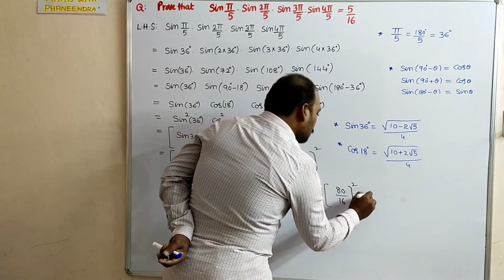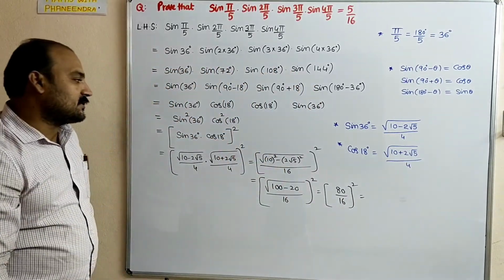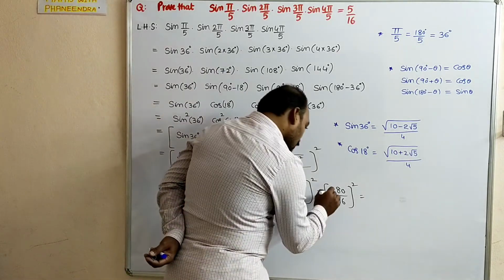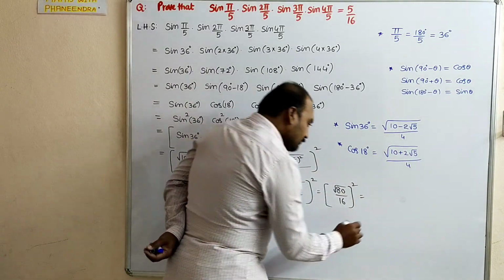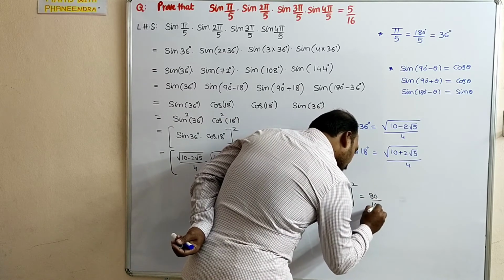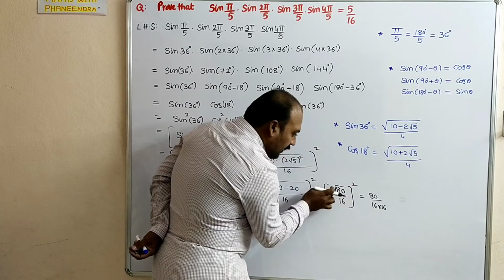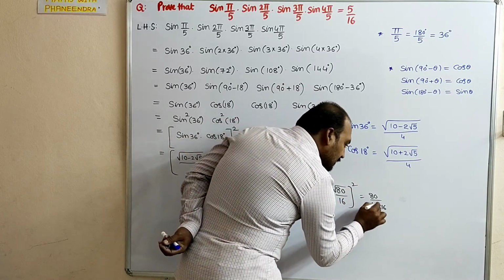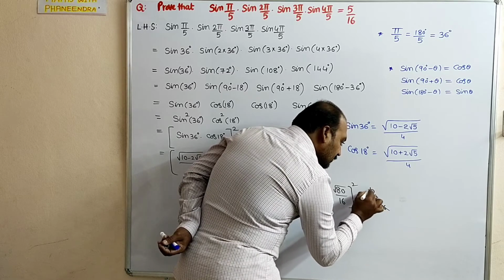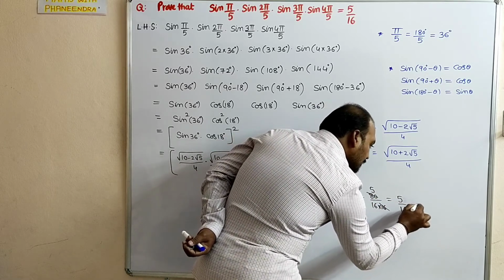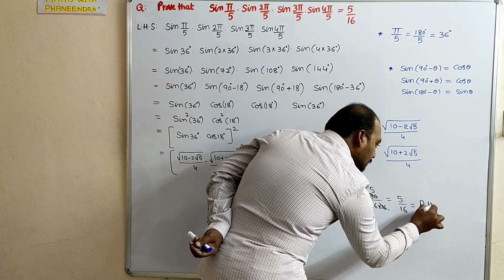So which is equal to, they are asking to prove that result as 5 by 16. So this is root 80. So we can write it as 80 divided by 16 into 16, root 80 whole square by 16 square. 16 into 16, 16 ones are 16, 16 fives are 80. So which is equal to 5 by 16, which is required RHS.